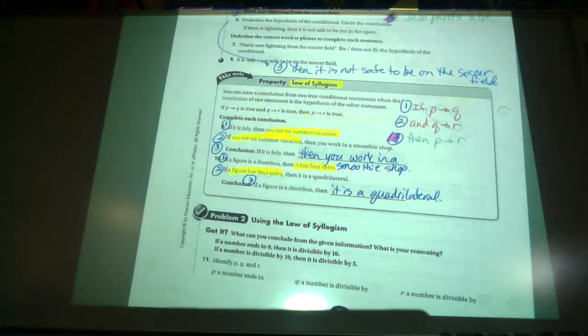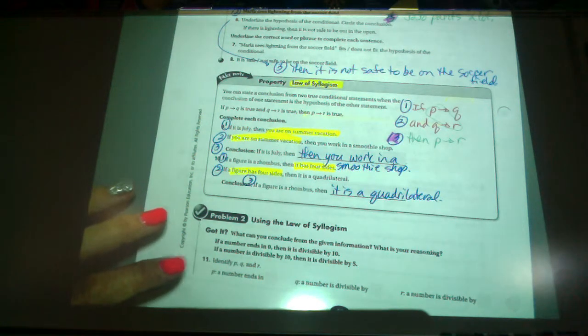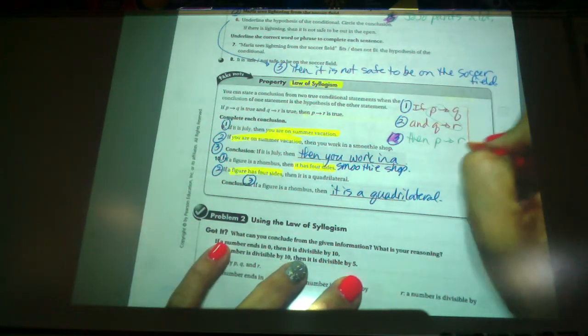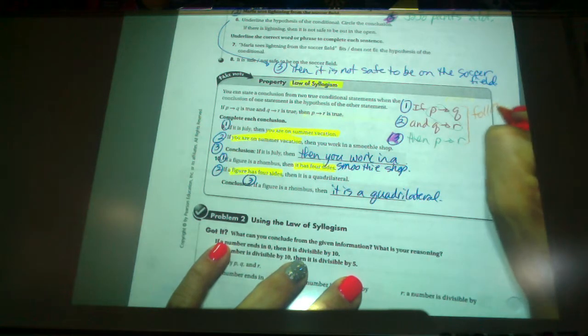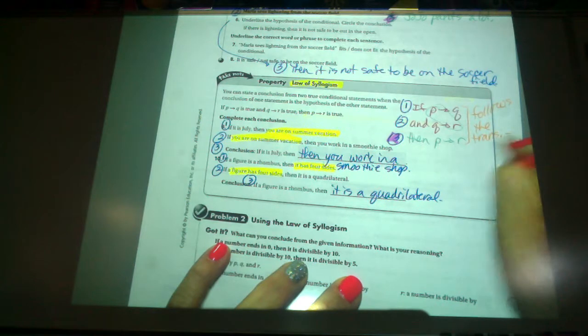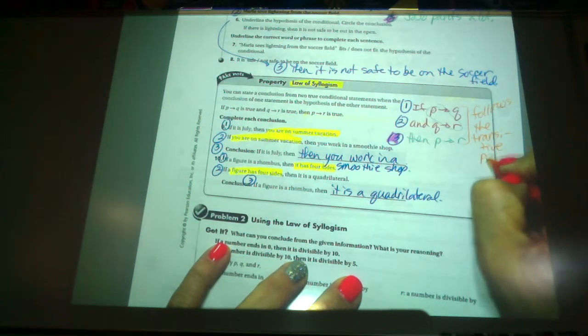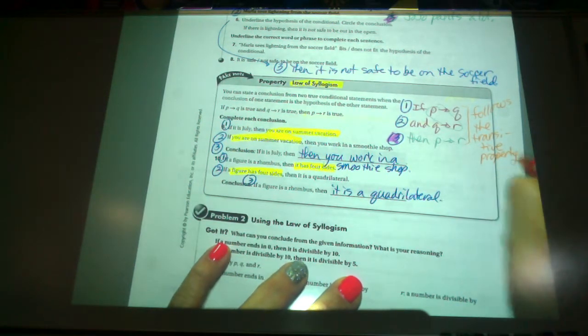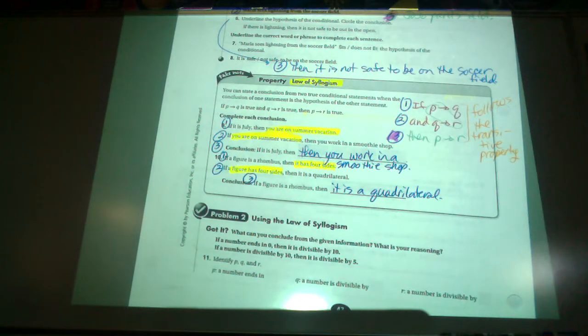So big difference. And by the way, those of you who know your mathematical properties, this follows the transitive property. We will use the transitive property a lot in proofs. If this, then that. If this, then that. Then we'll take the two of the conclusions and pull them in together.